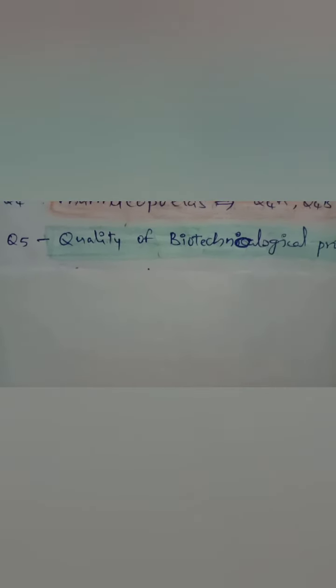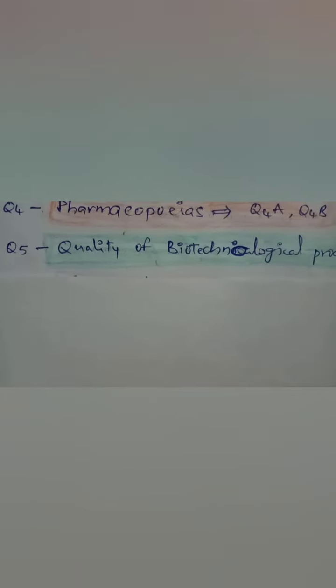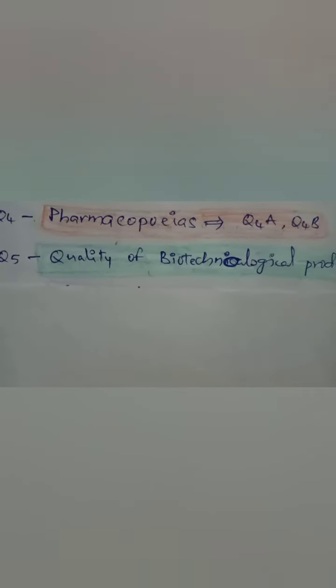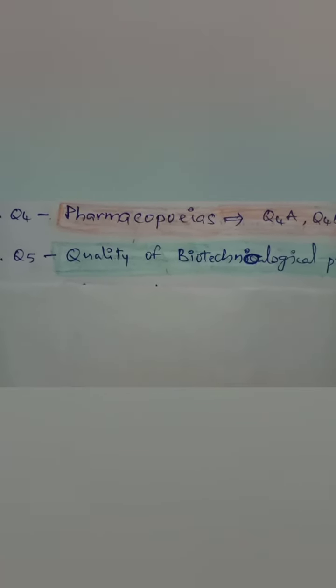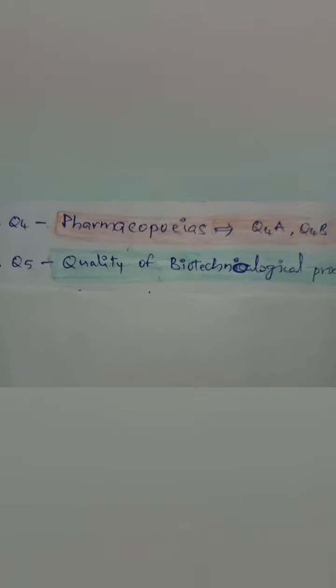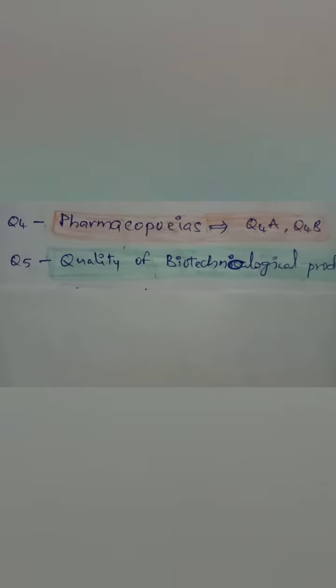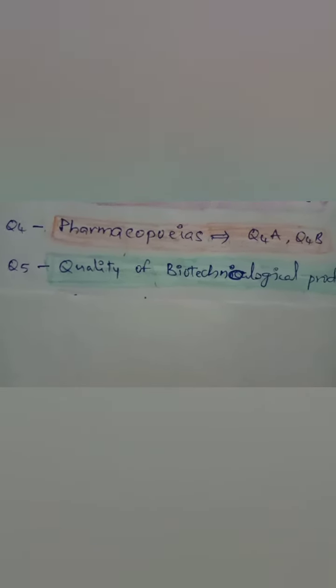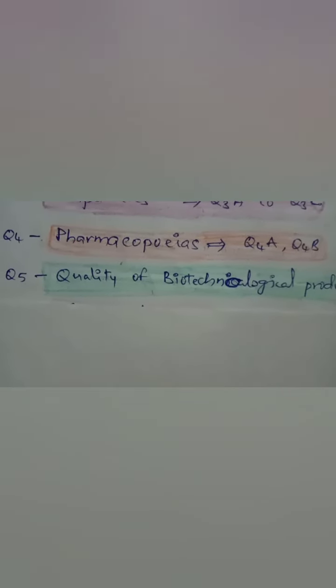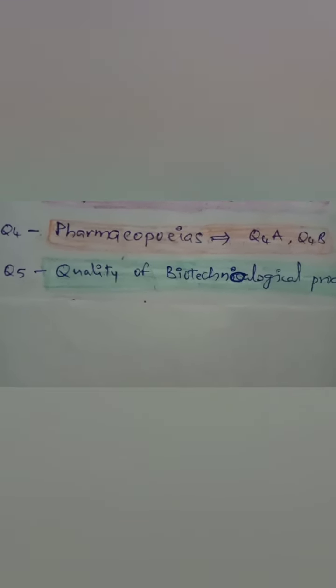Q5B is analysis of DNA derived products. Q5C is stability testing of biotechnological products. And Q5D explains the derivation and characterization of cells. Whatever cells are in biotechnological products, their characterization and derivation are explained in Q5D.